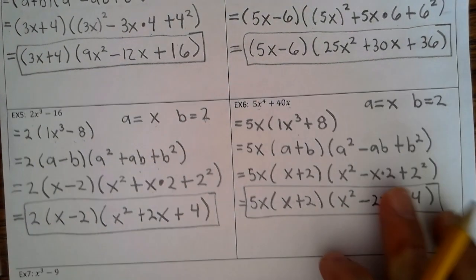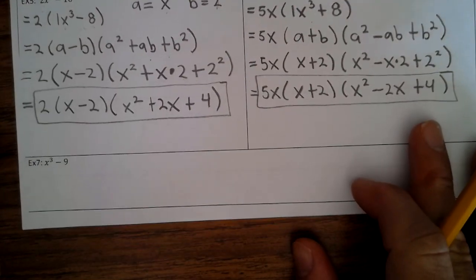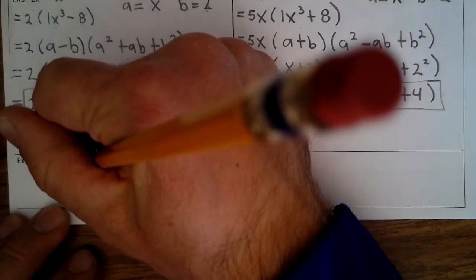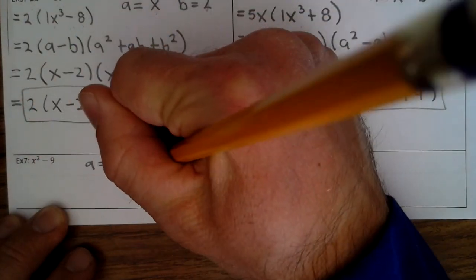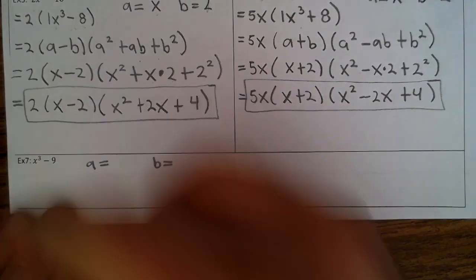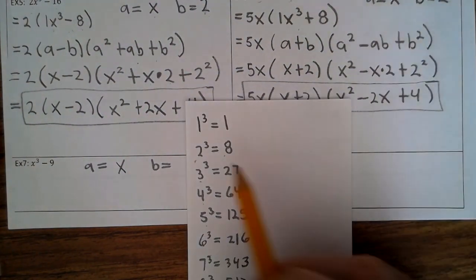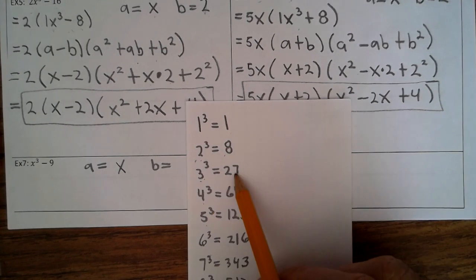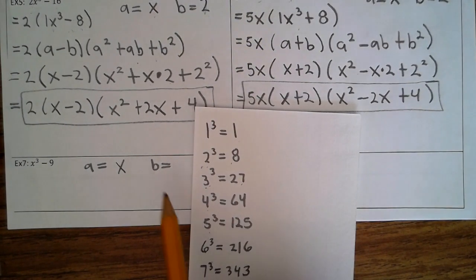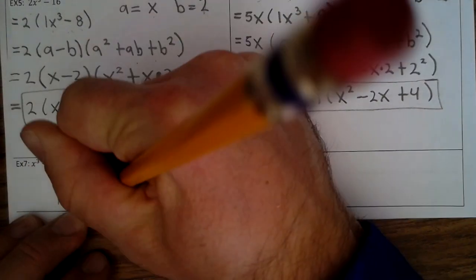All right, let's take a look at example 7. So here, it looks like a difference of cubes, so we figure out what a is and what b is. So we know a is x, that's pretty simple. Now we go to our list. Well, I see 1 cubed is 1, 2 cubed is 8, 3 cubed is 27. 9 is not one of the cubes, so there is no b value. So this is not factorable.